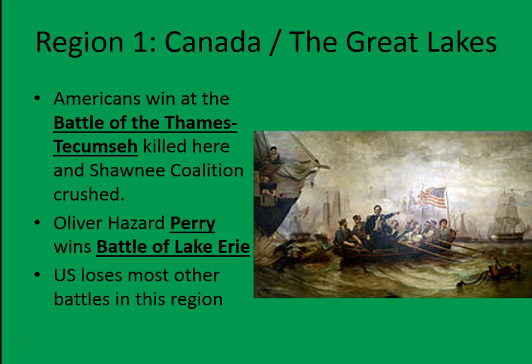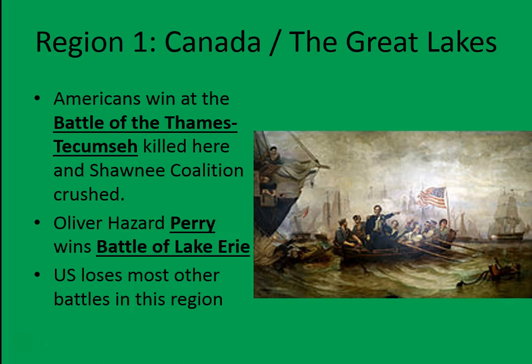The two major American victories are each interesting in their own way, so that's why I chose to talk about them here. The Battle of the Thames is a battle near Detroit, and at that battle, Tecumseh, who's fighting on the side of the British, is killed. The reason this is so significant is that, as we talked about before, Tecumseh is trying to lead the Shawnee and other native tribes to unite.